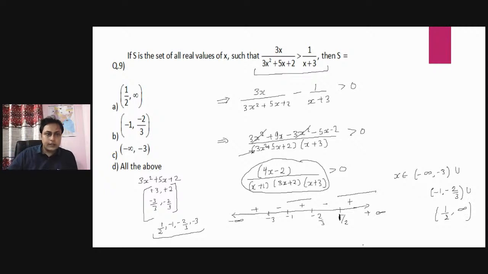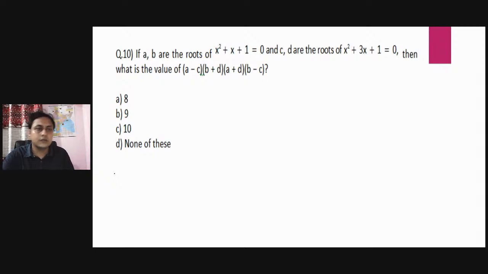Right. So guys, this should be the range of x, or S should be equal to this, right? Minus infinity to minus 3 is this option, minus 1 to minus 2 by 3 is this option, and 1 by 2 to infinity is this option. All are correct. So the answer is all of the above. Option D is the right choice. Got it, guys? I think this part is clear now. A simple question on inequality, and a good question too.